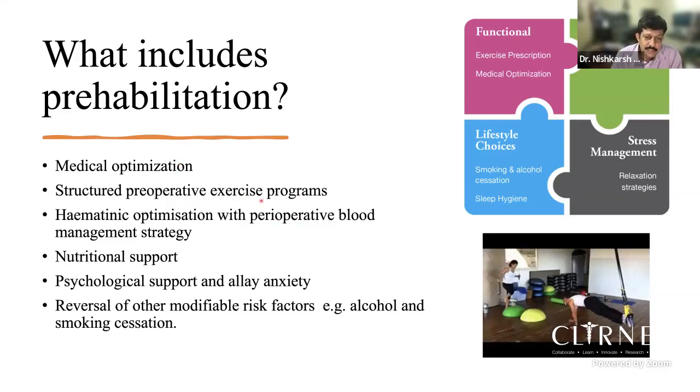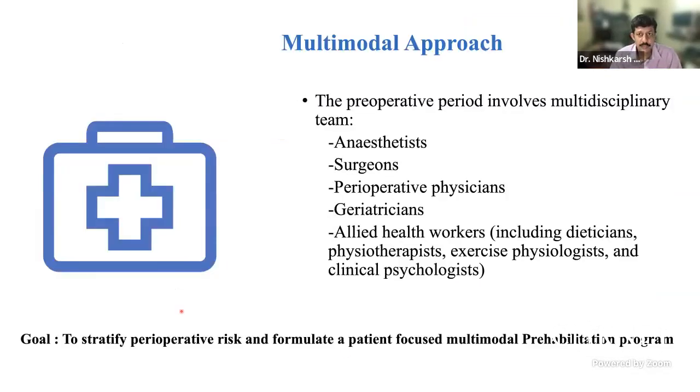Structured preoperative exercise program. Structured is an important word. We cannot do just any exercise, but it has to be structured as per the need of the patient. We can give hematinics to improve the overall anemic condition and reduce the perioperative blood requirement. Nutritional support to improve overall nutrition status. Psychological support to reduce anxiety. And things like smoking and alcohol cessation have a good outcome in the post-op period.